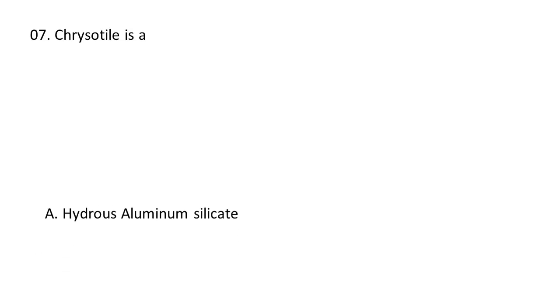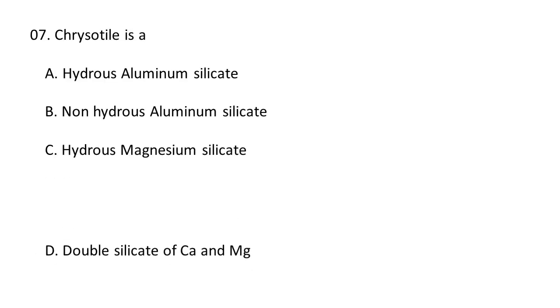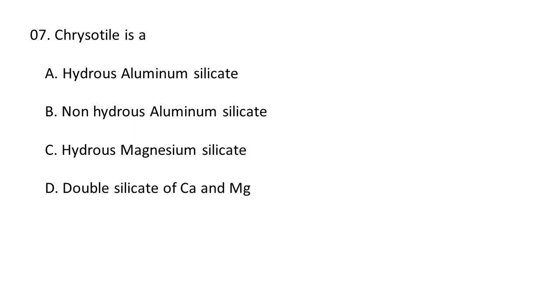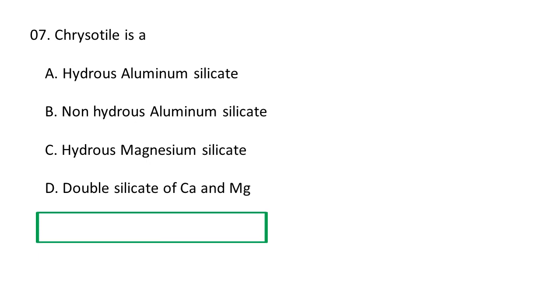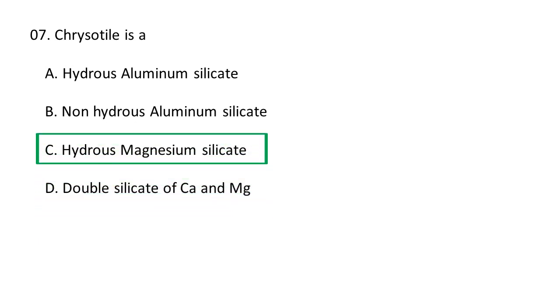Chrysotile is A. Hydrous aluminum silicate, B. Non-hydrous aluminum silicate, C. Hydrous magnesium silicate and D. Double silicate of calcium and magnesium. So chrysotile is a hydrous magnesium silicate. Chrysotile is a type of asbestos also known as white asbestos. It is the most common type of asbestos and the only type still in commercial use. It originates from the veins in serpentine rock formations, and it is a hydrous magnesium silicate. C is the correct option.